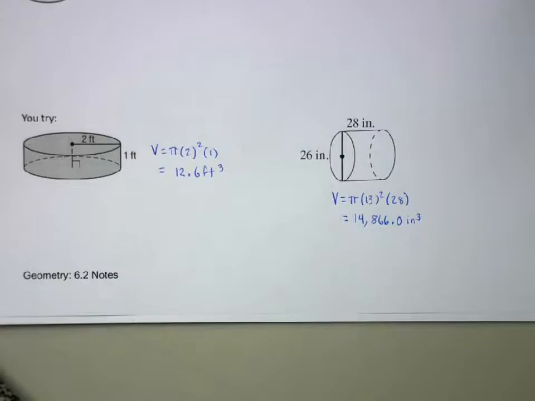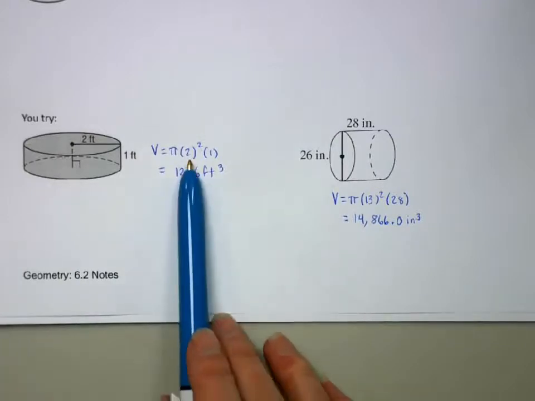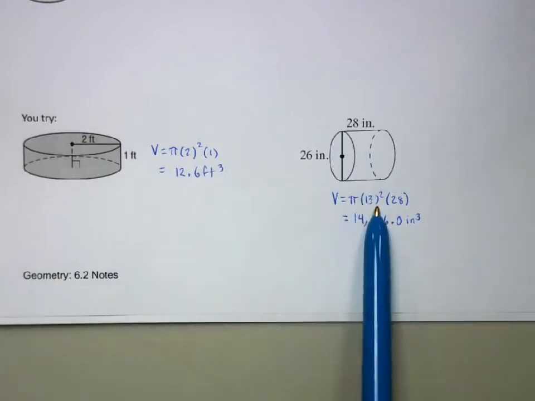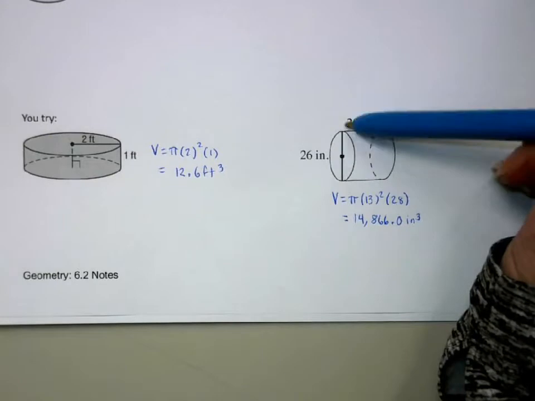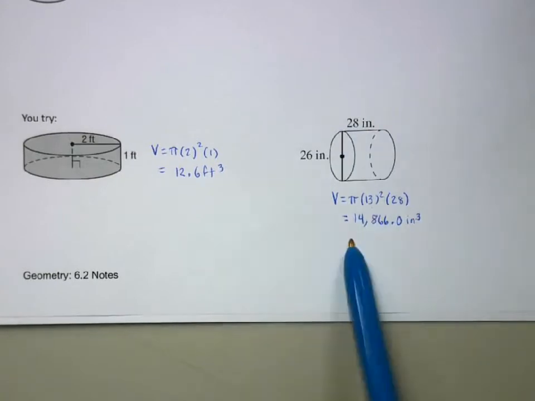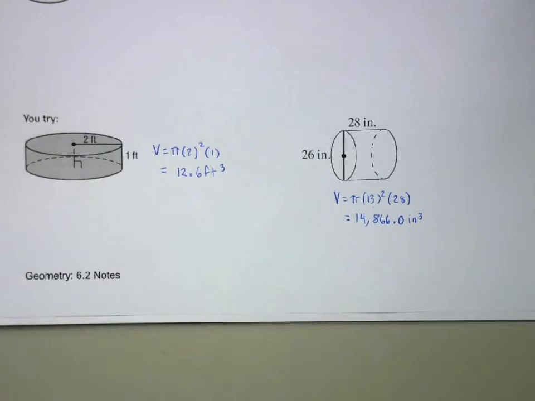All right, time to check your answers. Here, our radius is 2, height is 1, so we get 12.6. Here, my radius is 13. When they draw it all the way across, we're referring to the diameter. So radius of 13, height of 28 gives me 14,866. So that is the volume of prisms and cylinders.